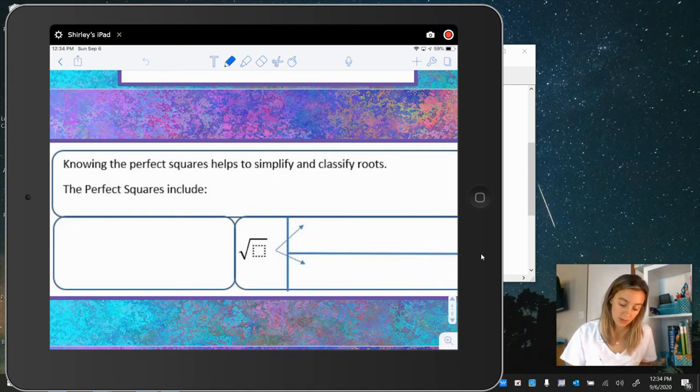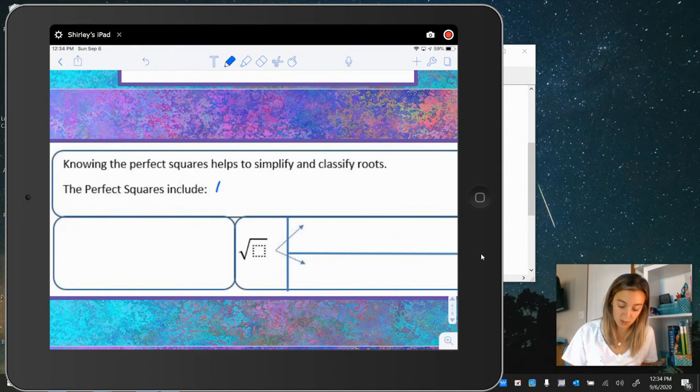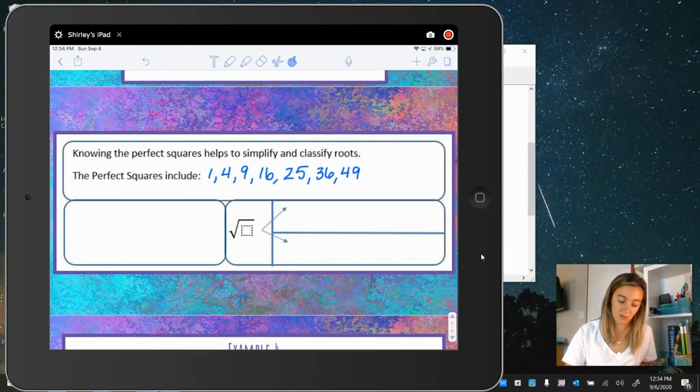So what that means, 1 times 1 gives me 1. I'm going to make my pen a little bit bigger here. 1 times 1 gives me 1. 2 times 2 is 4. 3 times 3 is 9. 4 times 4 is 16. And then 25, 36, 49. All the numbers you get from squaring your list of whole numbers. 49, we're at 7, so 8 times 8 is 64. 9 times 9 is 81. And then 10 times 10 is 100. So that's your list of perfect squares.